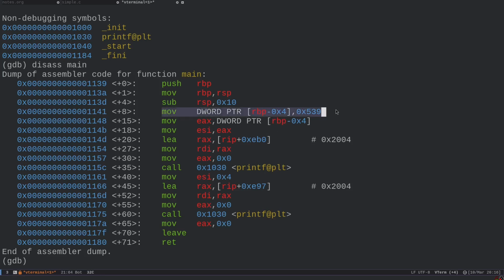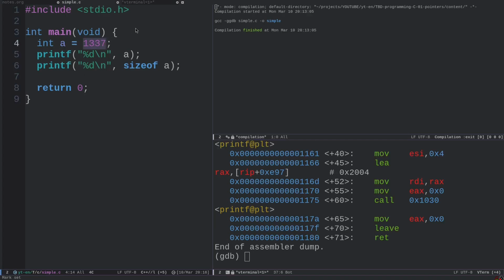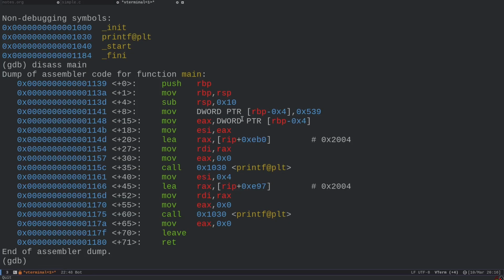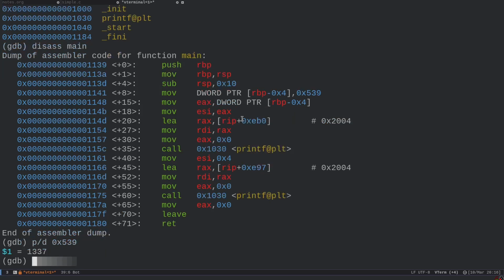So this syntax in the Intel syntax essentially means you take this value and you write it into this memory address. You compute this value, which is just a number, and you write into the memory at that address, at that index, this particular value. Now, what is this value? What is 0x539? Of course, it's 1337. How do we know for certain? We can just print it into decimal format, 0x539, and look at this, we get 1337.